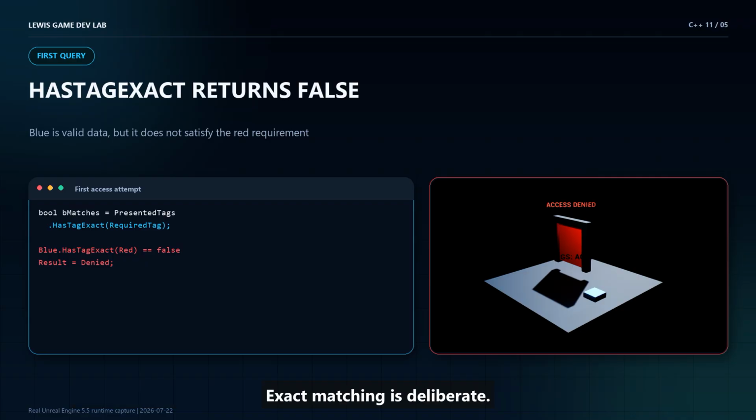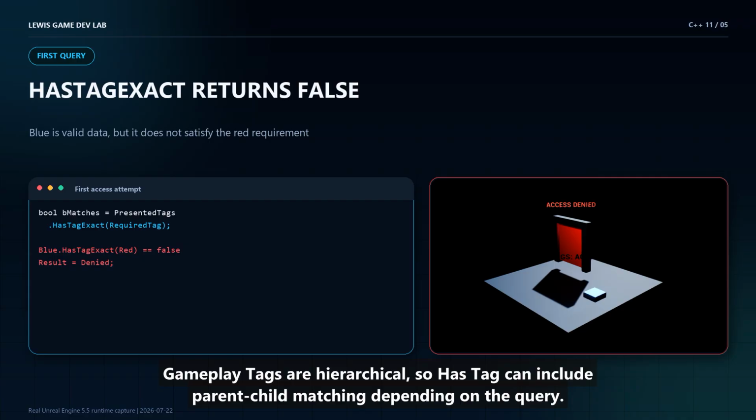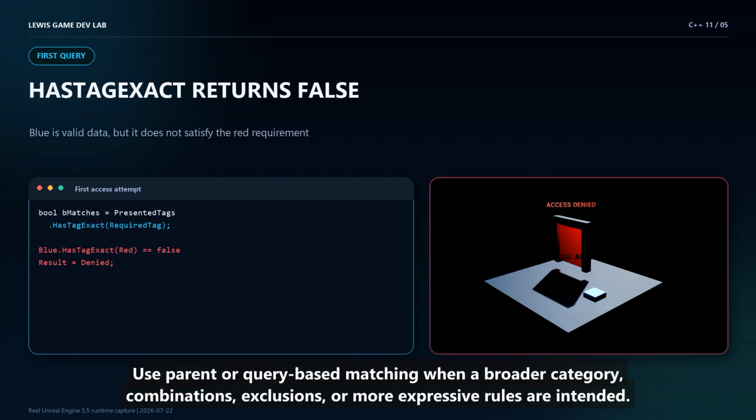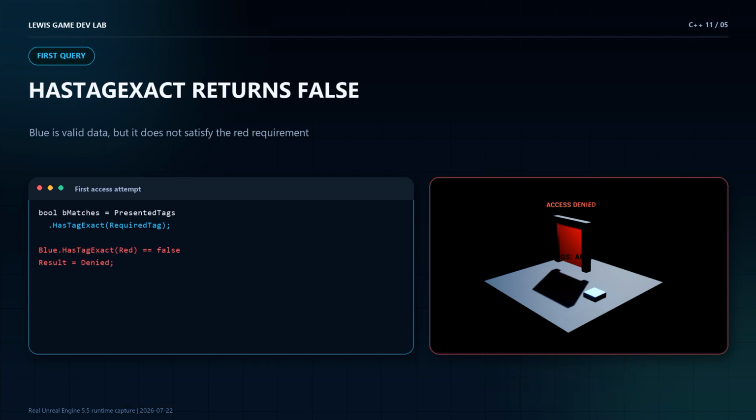Exact matching is deliberate. Gameplay tags are hierarchical, so HasTag can include parent-child matching, depending on the query. Use exact matching when only one precise tag grants permission. Use parent or query-based matching when a broader category, combinations, exclusions, or more expressive rules are intended.